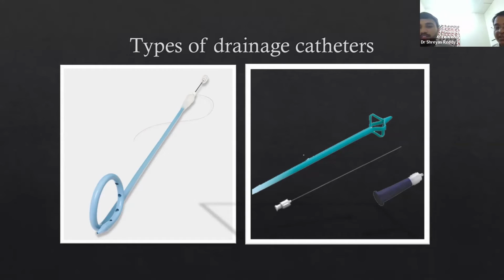So can you describe the techniques of insertion of a pigtail? What are the two techniques that you are now aware of? So there are mainly two techniques. One will be the direct trocar method, and the other one is the Seldinger technique.